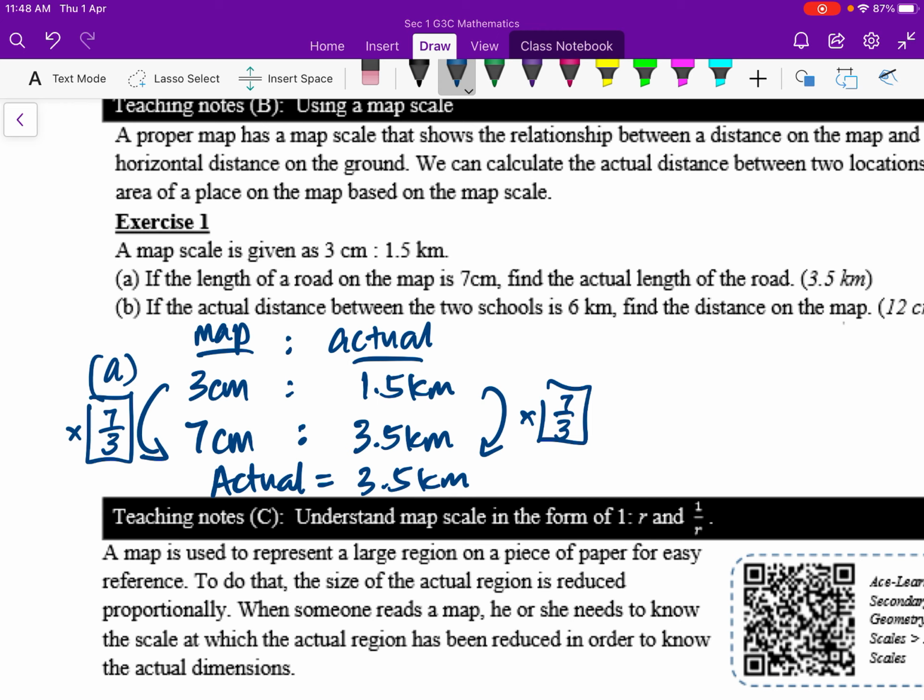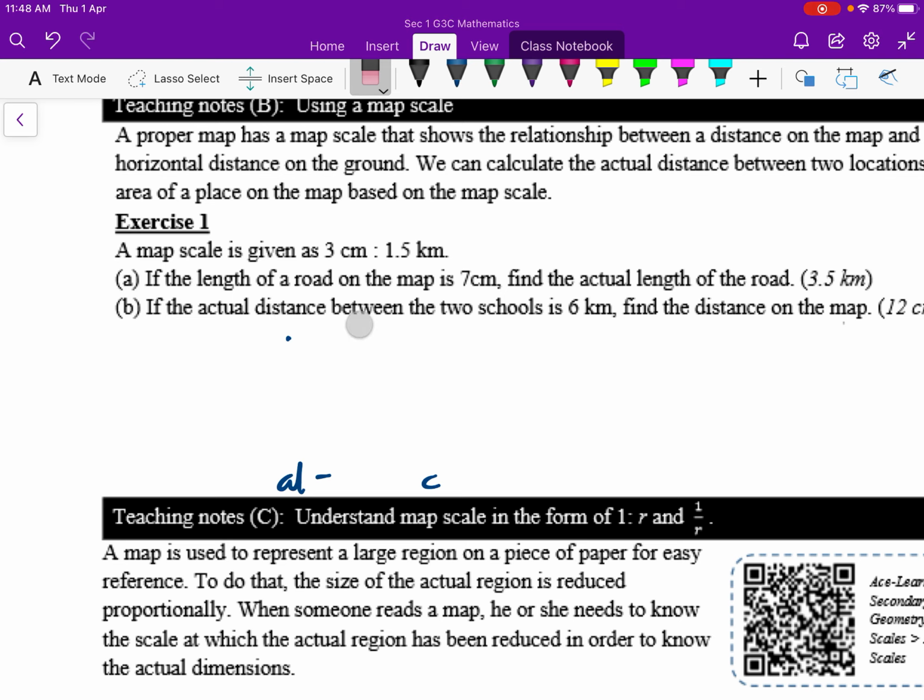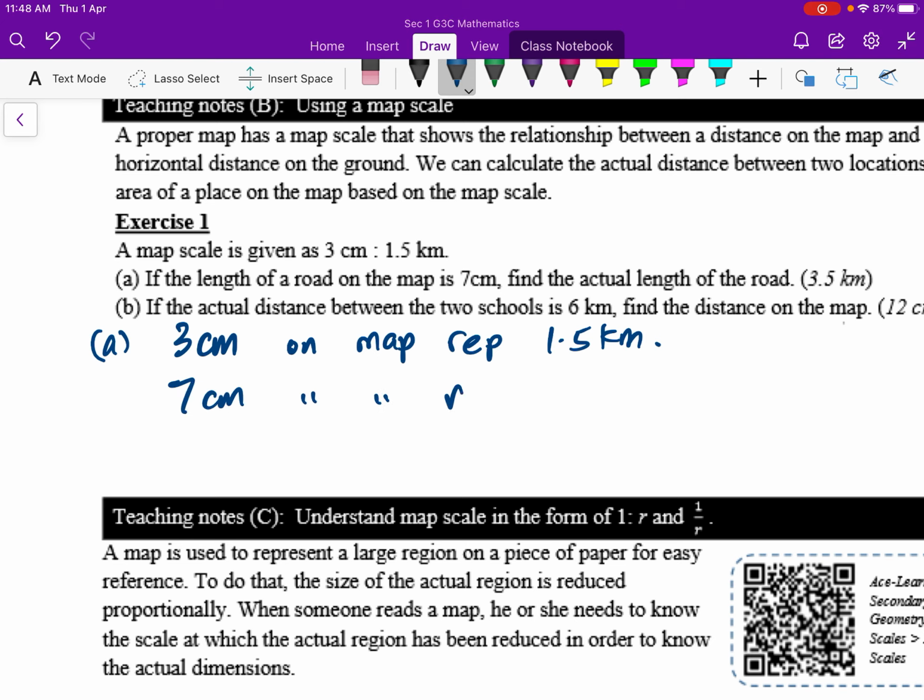Okay, the other presentation that I want to introduce to you is, I'm going to erase this. Anyway, it's recorded, I hope. The other presentation: 3 cm on map represents 1.5 km. Okay, no need to say in reality. 3 cm on map represents 1.5 km. So 7 cm on map will now represent 1.5 kilometers divided by 3 cm, then you multiply by 7 cm.